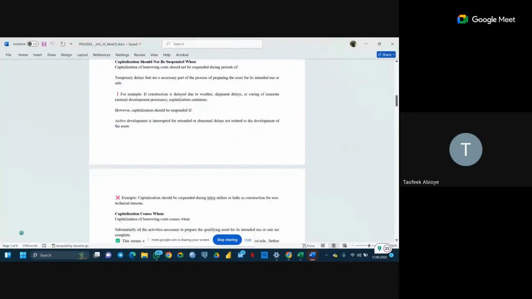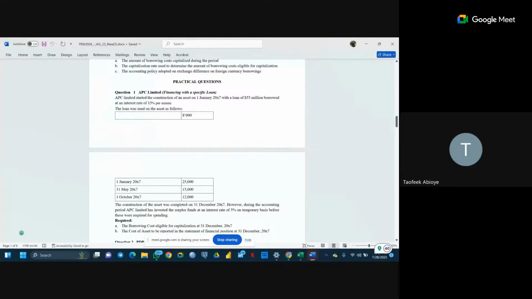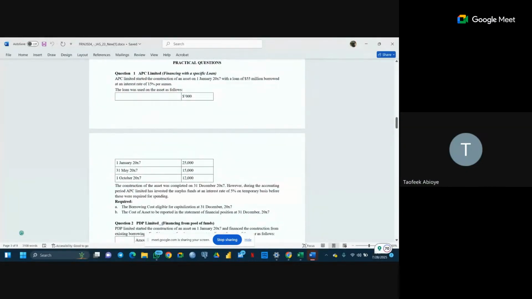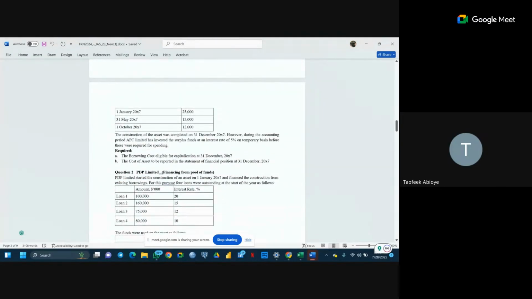We'll be starting with APC Limited. APC Limited started construction of an asset on 1st of January 20x7 with a loan of $55 million borrowed at an interest rate of 15%. The loan was used on the asset as follows. So this is the breakdown. The construction of the asset was completed on 31st December 20x7. However, in the accounting period, APC Limited invested the surplus fund at an interest rate of 5% on a temporary basis before they were required for spending.